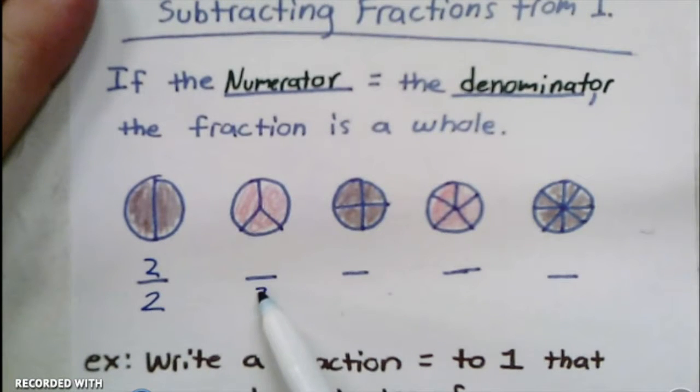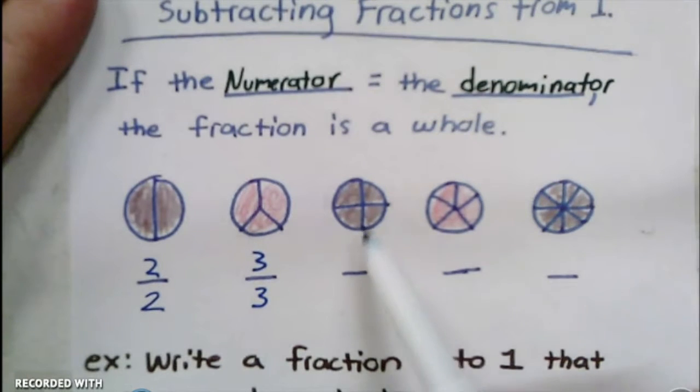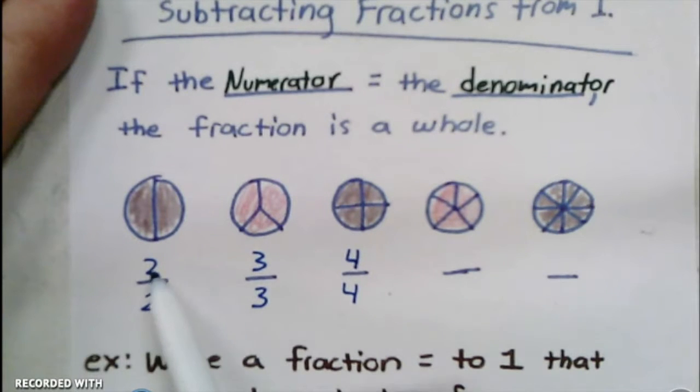In this one, I've got 3 parts and all 3 are shaded, so 3 out of 3 is a whole. In this one, I've got 4 parts and all 4 are shaded, so 4 over 4 is a whole. All of these equal 1. 2 over 2, they both divide by 2, they equal 1. 3 over 3, it equals 1. 4 over 4, it equals 1.